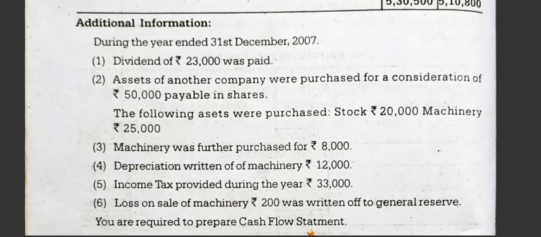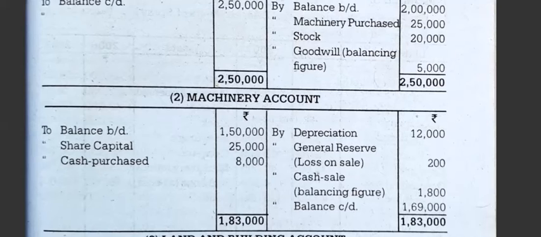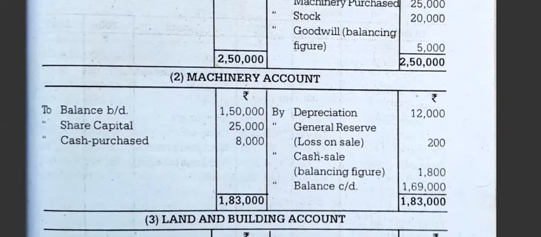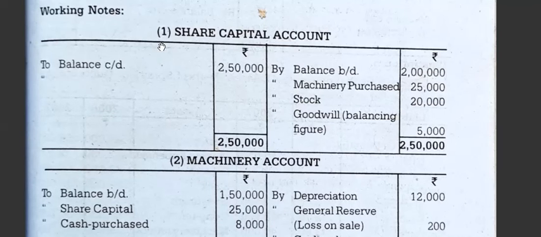Now the working notes to be prepared are: first, the assets account, the machinery account we have to open, then the share capital account, then the income tax provision for taxation account, then the general reserve account. See, the share capital account we have to open. Write the working note and open the share capital account. Share capital is a credit balance because it comes on the credit side. So to balance brought down 2 lakh, by balance carried down 2 lakh 50 thousand.